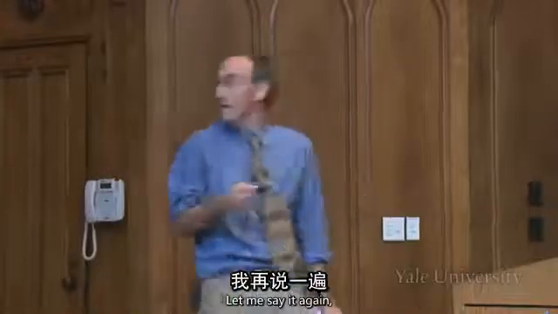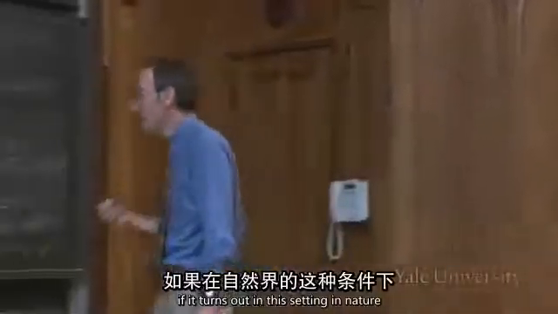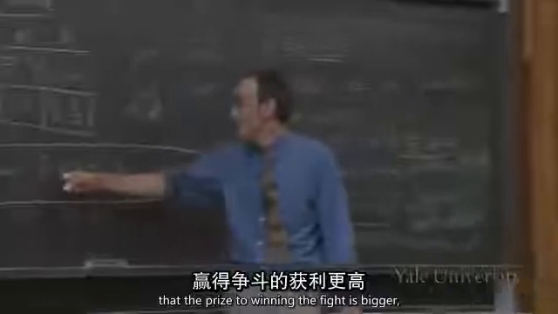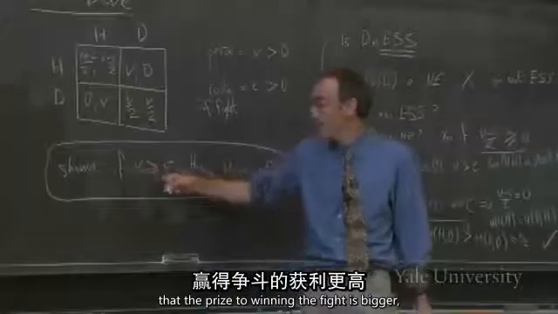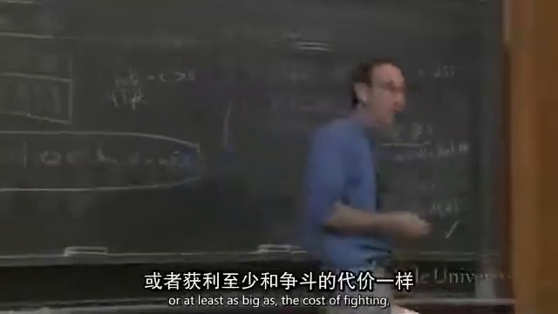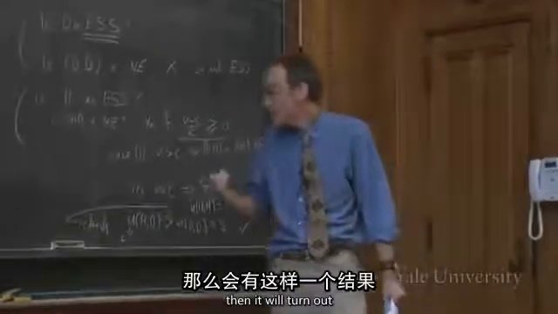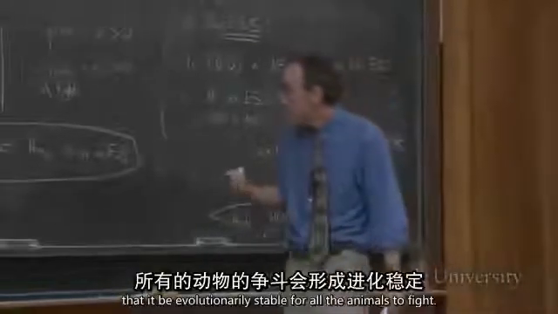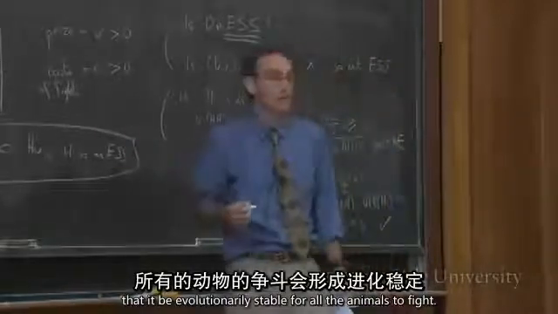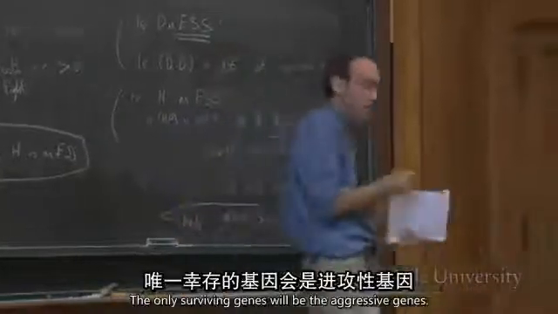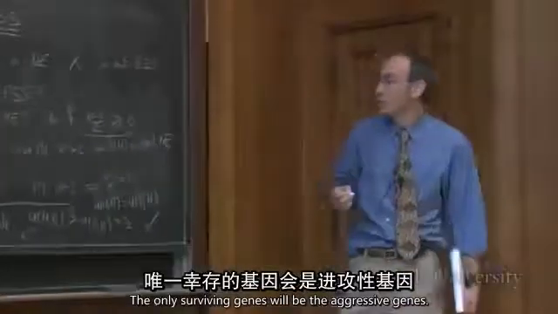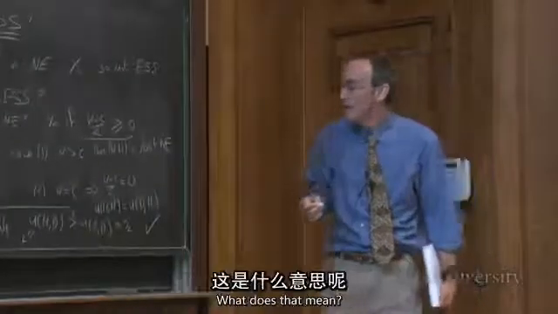Let me say it again. If it turns out in this setting in nature that the prize to winning the fight is bigger, or at least as big as, the cost of fighting, then it will turn out that it will be evolutionarily stable for all the animals to fight. The only surviving genes will be the aggressive genes. All right? And what does that mean?